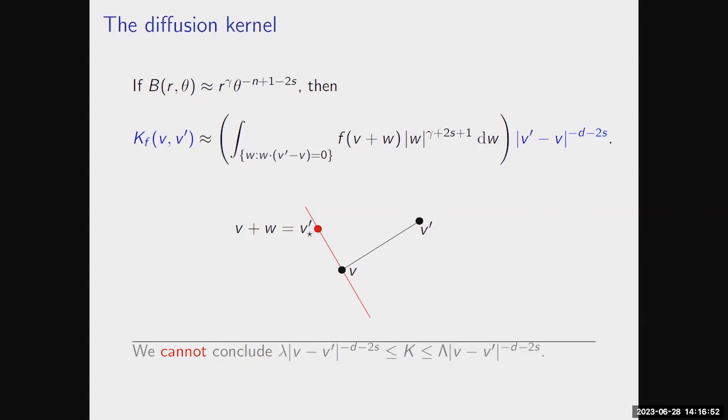So the diffusion kernel is in a way comparable to the fractional Laplacian, but it has a factor up front. And that factor depends on v and v prime, right? So in some places the factor may be large, some places the factor may be small. So it's an integro-differential operator that is in a way elliptic of order 2s, but the ellipticity constants aren't so easy to control, right?